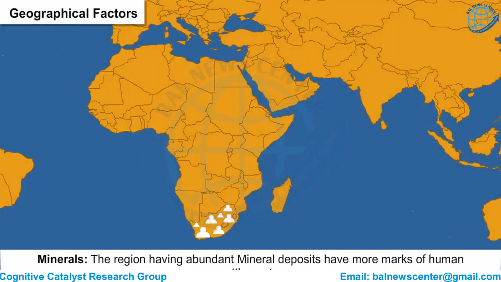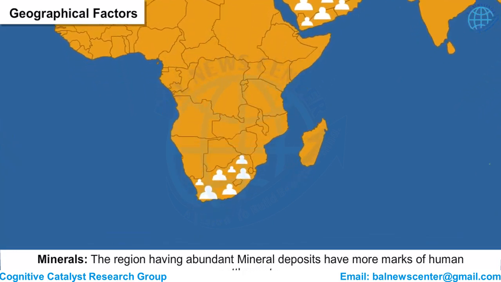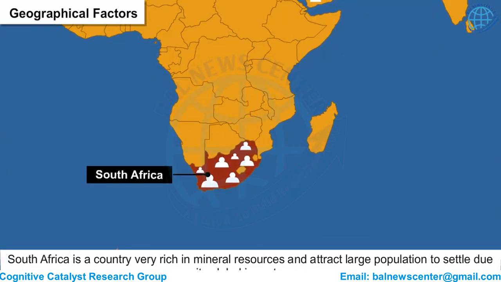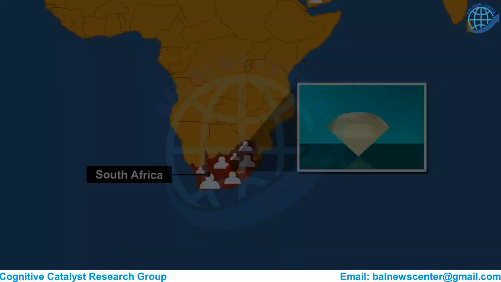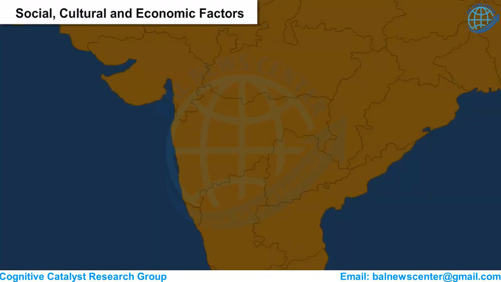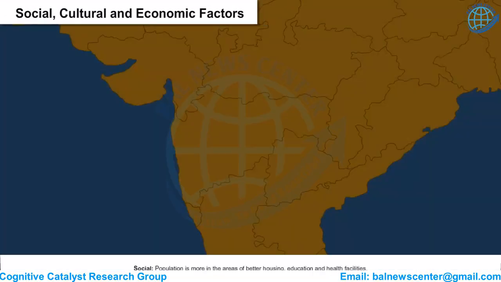Minerals. Regions having abundant mineral deposits show more signs of human settlement. For example, South Africa is a country very rich in mineral resources and attracts a large population to settle due to its global importance. Social, cultural and economic factors.